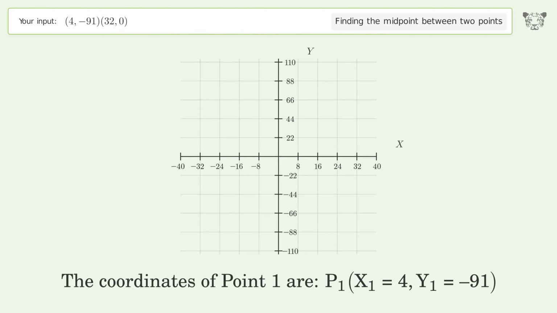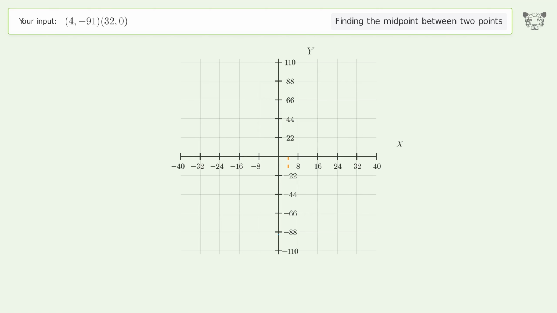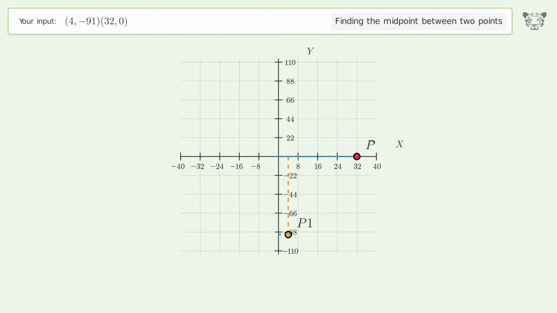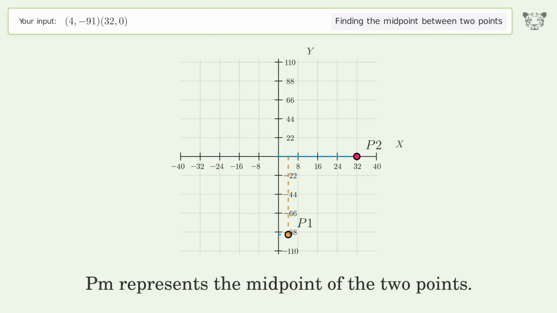The coordinates of point 1 are x1 equals 4, y1 equals negative 91. The coordinates of point 2 are x2 equals 32, y2 equals 0. PM represents the midpoint of the 2 points.